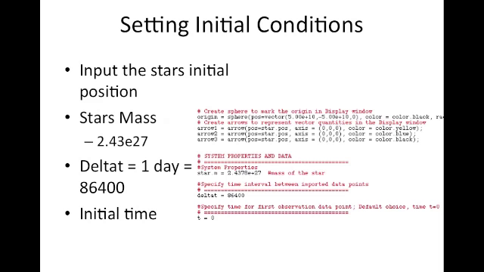First, we need to start off by setting some initial conditions. We can look at our initial position of the star, being 5e10 and negative 5e10 in the x and y position. Also, our star's mass is given as 2.43 times 10 to the 27th kilograms. We also need to set a delta t of 1 day, or 86,400 seconds, and our initial time being 0, as this is our first observation data point, as usual.